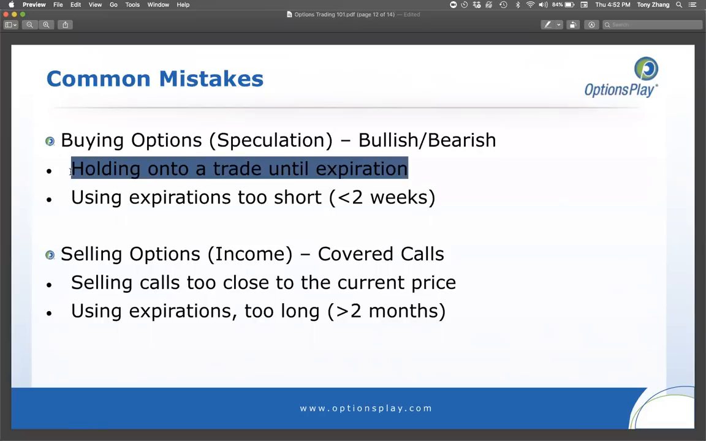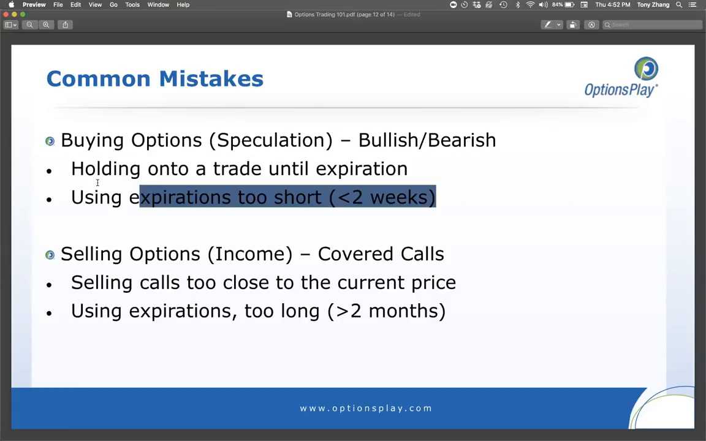So generally, don't hold options in the last couple of weeks if you're buying that option, because in those last couple of weeks, that time decay really accelerates and it starts to work against you, which means that the stock really needs to make some big moves to overcome that time decay.